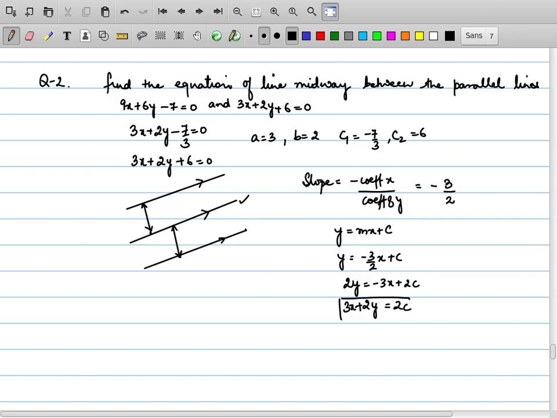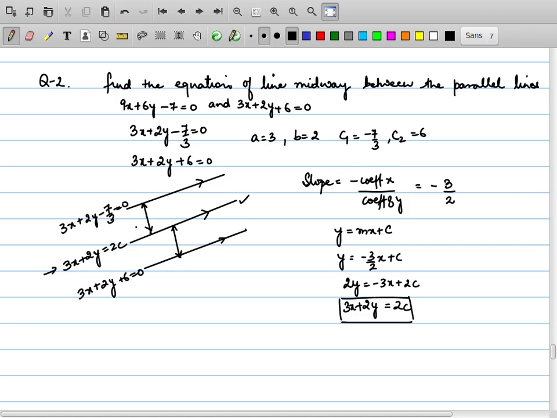What do you see? We see that 3x plus 2y is same as these two lines. That is, you can remember this: if a line is parallel to a given line, then its xy portion remains the same, only the constant part changes. Therefore the equation of this line is of the form 3x plus 2y equals 2c. This equation is 3x plus 2y minus 7 by 3 equals 0, and this is 3x plus 2y plus 6 equals 0. Now the property of this line is that it lies midway between the two.